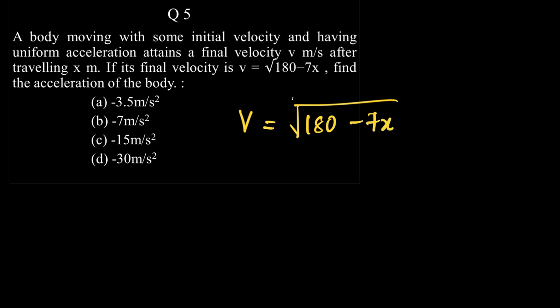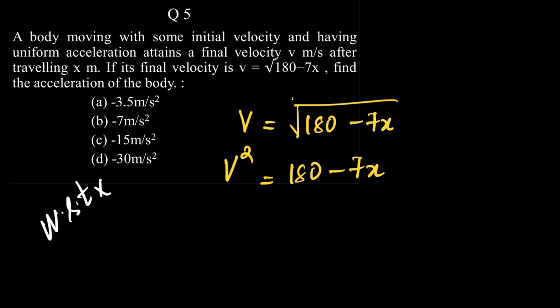Now, if you remember, even in the previous topic, instantaneous velocity, we did questions which were based on squaring on both sides to obtain a feasible solution. So similarly, we'll square this equation, and what do we get? We get v square is equal to 180 minus 7x. Now what we'll do is differentiate this equation with respect to x. So what do we get?